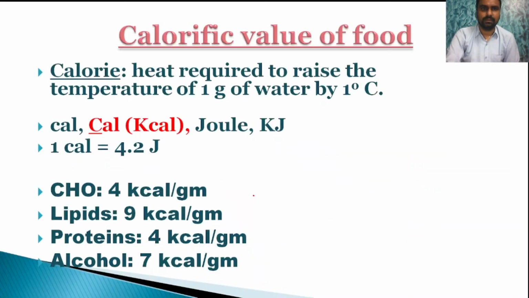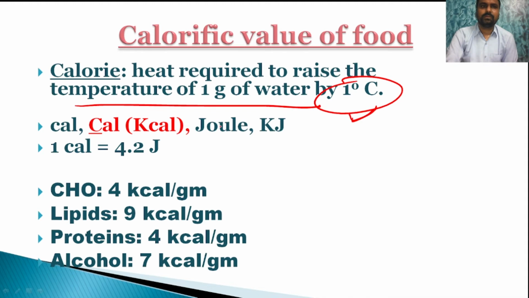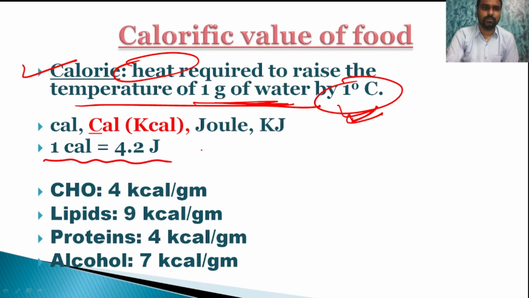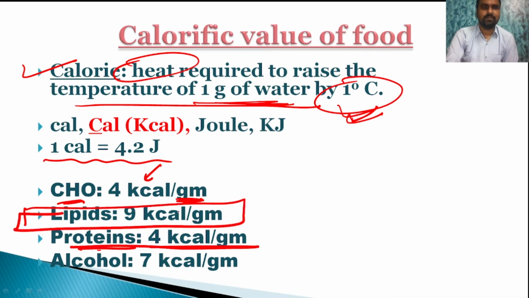So what is calorie? Calorie is the heat required to raise the temperature of 1 gram of water by 1 degree Celsius. Whatever heat is required, that is a calorie, and 1 calorie is equal to 4.2 joule. From 1 gram of carbohydrate we get 4 kilocalorie. In protein also, from 1 gram we get 4 kilocalorie, while in lipids we get more energy. From 1 gram of lipids we get 9 kilocalorie.